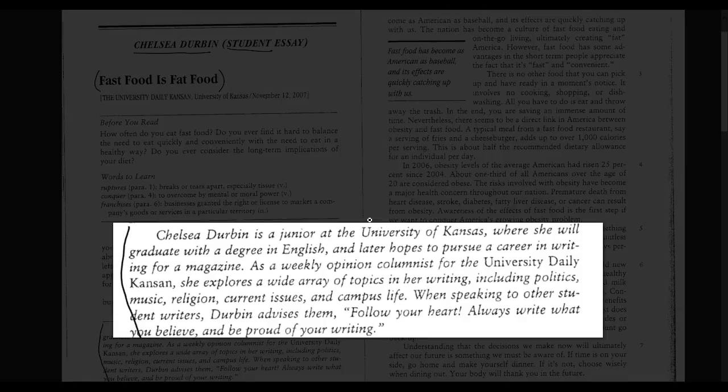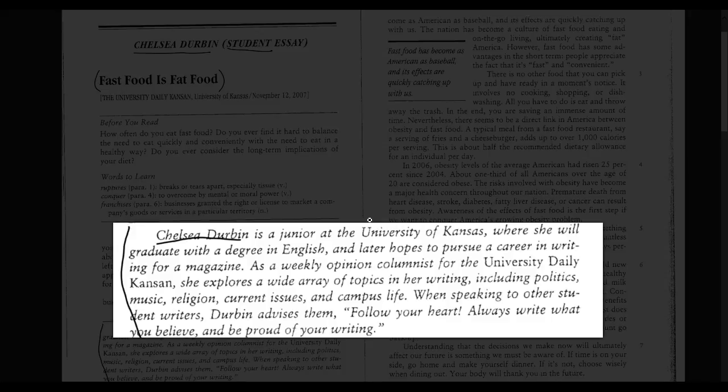We would say the author is Chelsea Durbin. We already know that she's a student. She's a junior at University of Kansas, where she will graduate with a degree in English, and later hopes to pursue a career in writing for a magazine, a weekly column, opinion column for the Daily Kansan. She explores a wide array of topics in her writing, including politics, music, religion, current issues, and campus life. When speaking to other student writers, Durbin advises them, follow your heart, always write what you believe, and be proud of your writing.